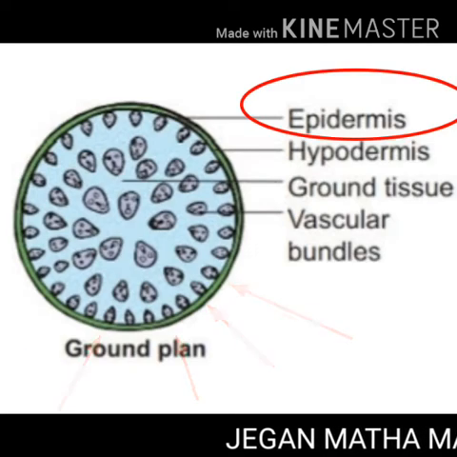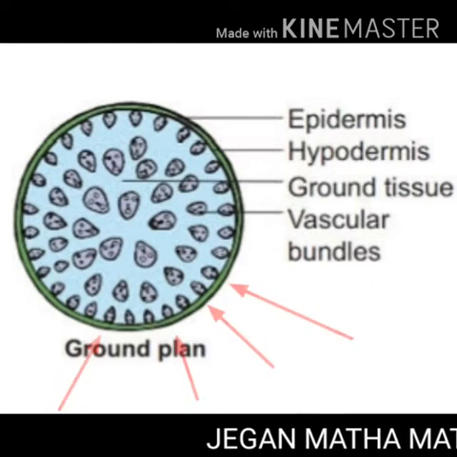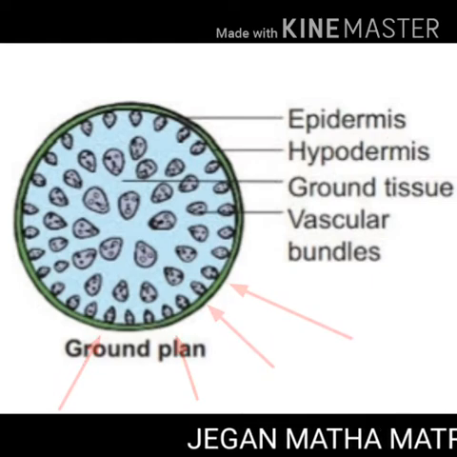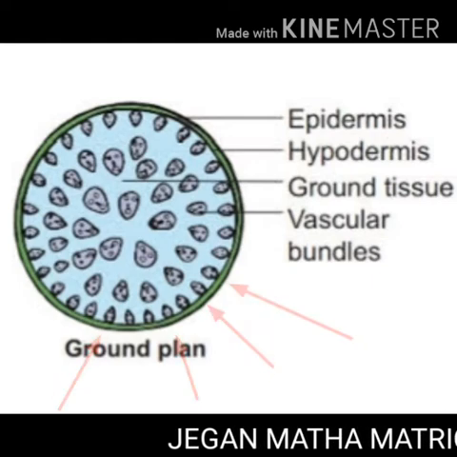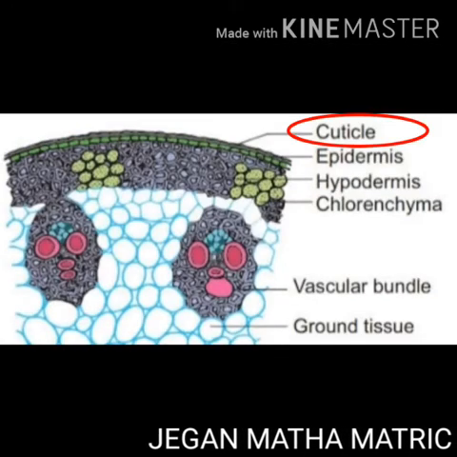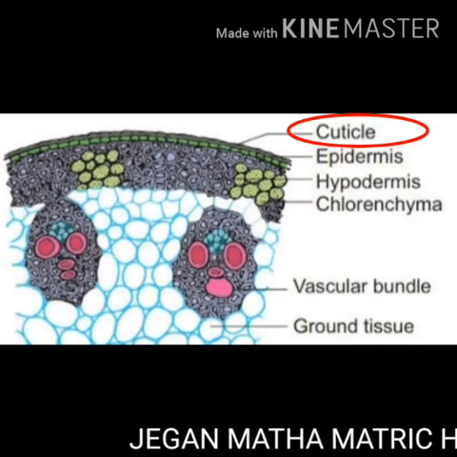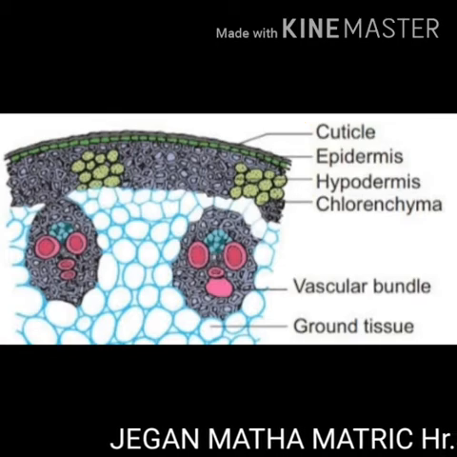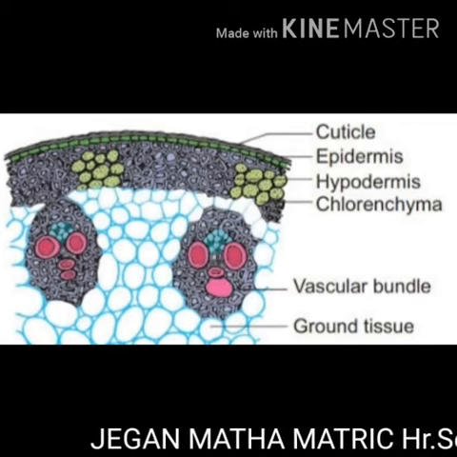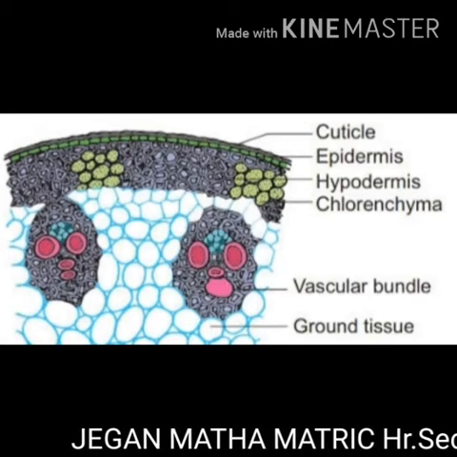Epidermis. It is the outermost layer. It is made up of a single layer of parenchyma cells. It is covered with a thick cuticle. Multicellular hairs are absent and stomata are also less in number.